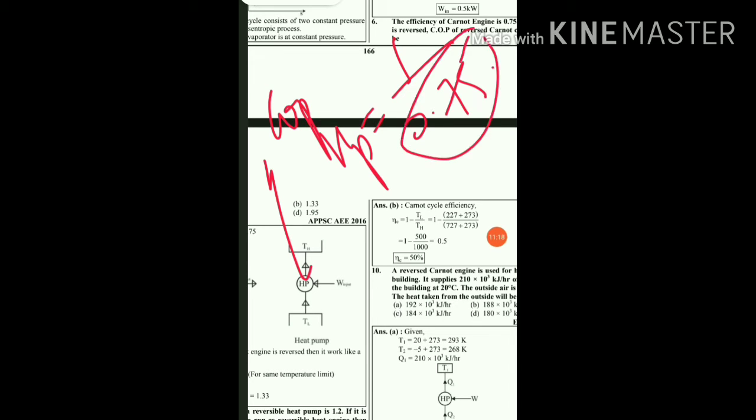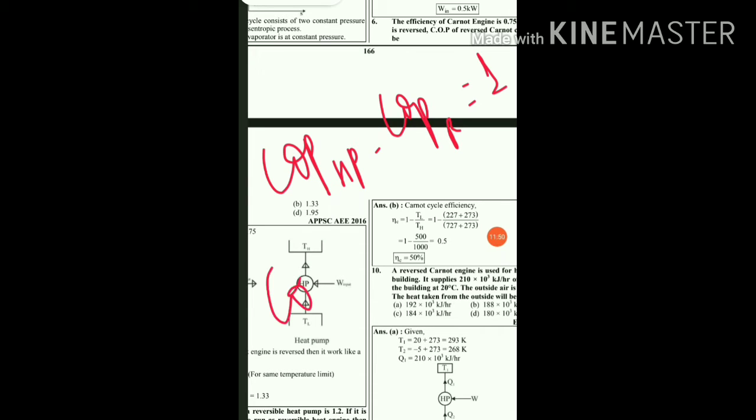The options are 1.25, 1.33, 1.75 and 1.95. So 1.33 will be the right answer, that is option B, which is 1 upon 0.75. The COP of a heat pump is 1 upon 0.75, the reciprocal of the efficiency of a heat engine.